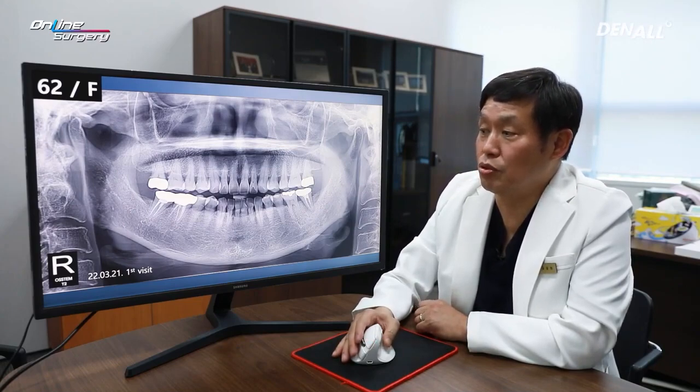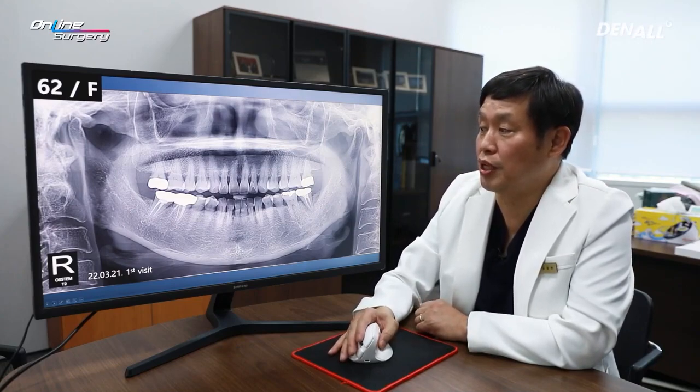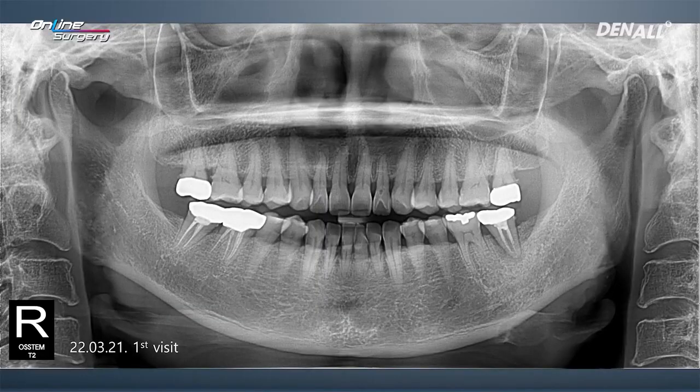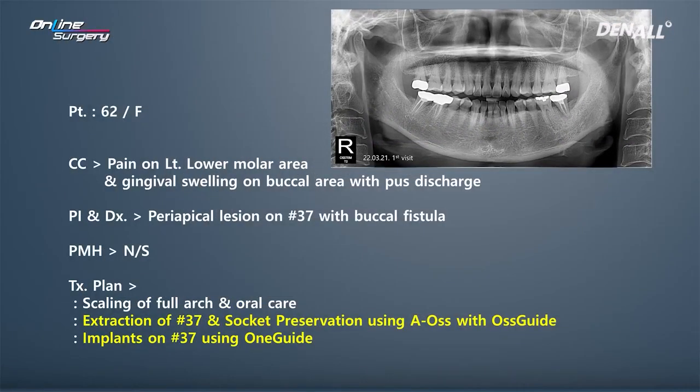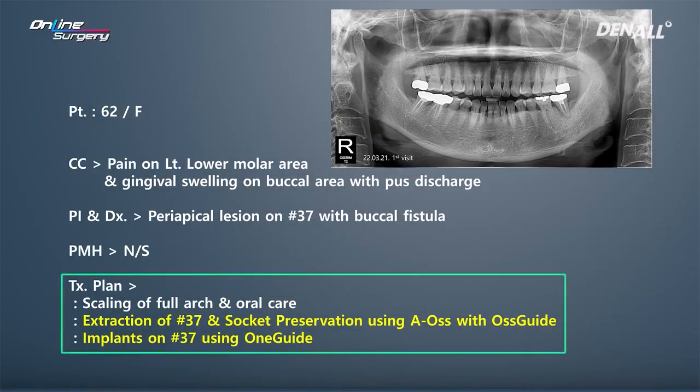Let's look at today's case. This is a 62-year-old female patient. This is an initial visit. The chief complaint is that there's pain in number 37 and there's suppuration. Based on diagnosis, there's a periapical lesion as well as buccal fistula.